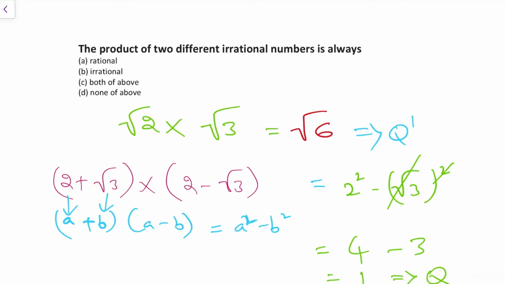Now if we observe this clearly, in one case it is an irrational number, whereas in the other case it is a rational number. So we can say that the product of two different irrational numbers may be rational or may be irrational. It means option C, both of the above.